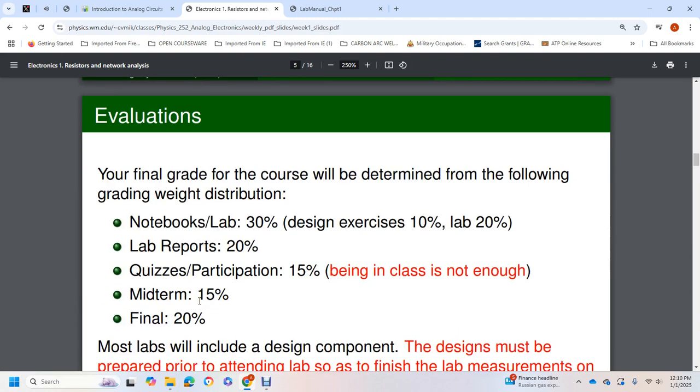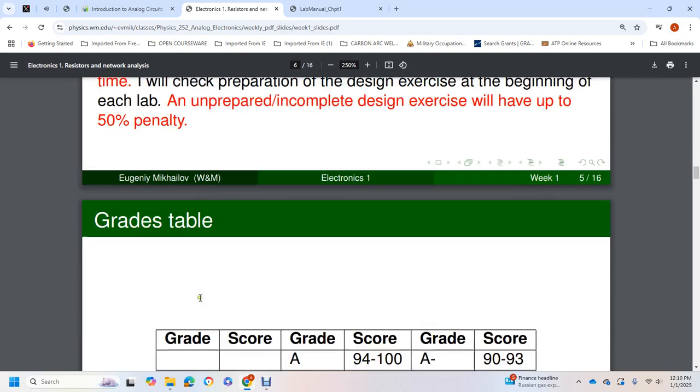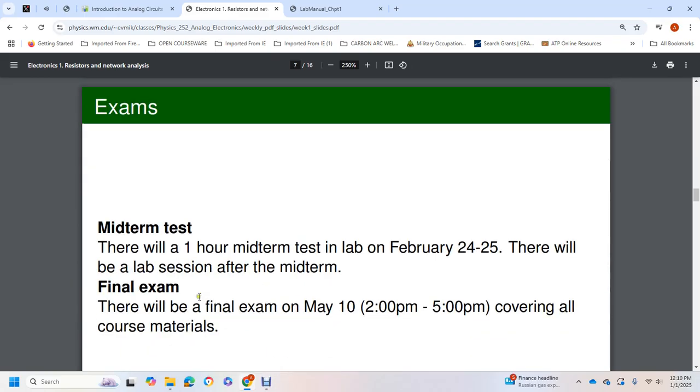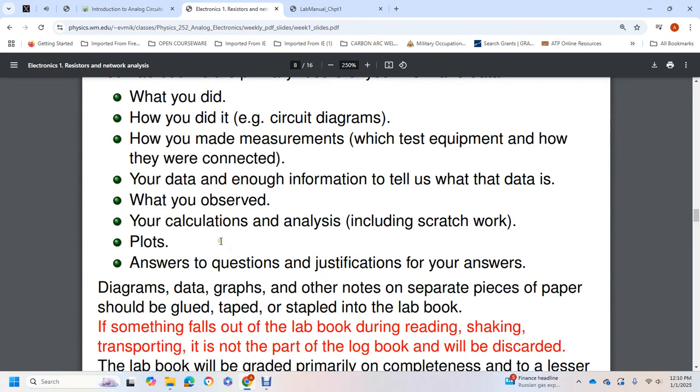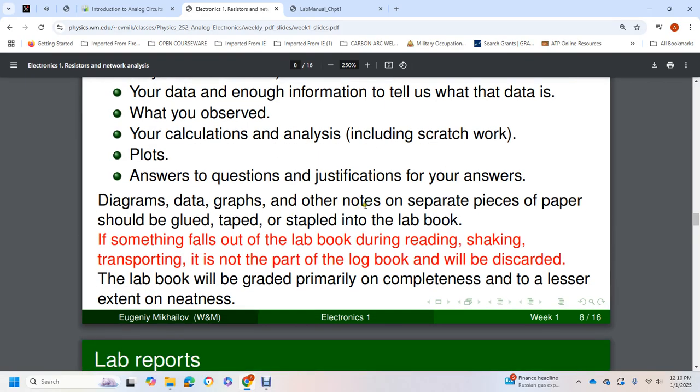Your final grade of the course will be determined by the following weight distribution: notebook, labs, lab reports, quizzes, participation, and midterm. Your lab book is the primary record of your work: what you did, how you did it, how you made measurements, the test equipment, how they were conducted, data, and information enough to tell us what you observed, calculations and analysis, including scratch work, plots, answers to questions, justification for your answers, diagrams, photographs, and other notes.